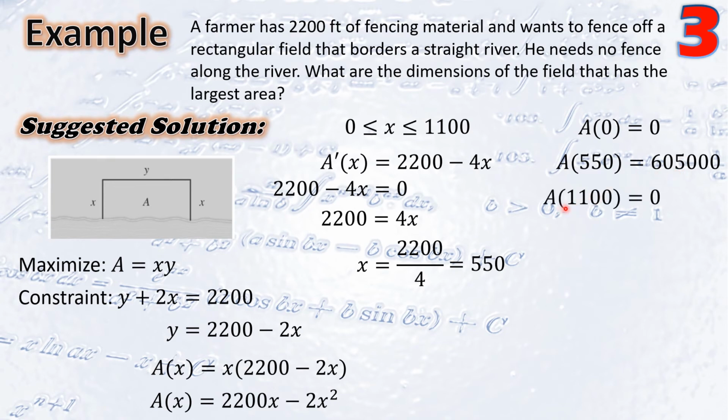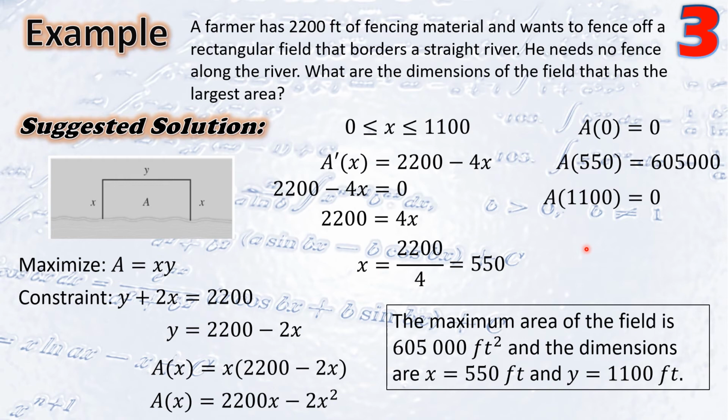Lastly, we have a of 1,100 is equal to 0. Therefore, the maximum area of the field is 605,000 square feet, and the dimensions are: the width is 550 feet and the length is 1,100 feet.